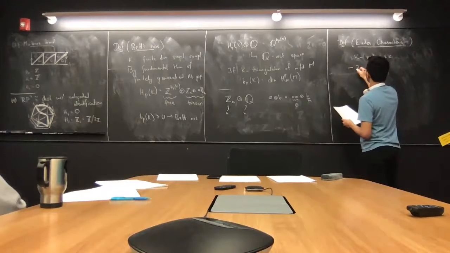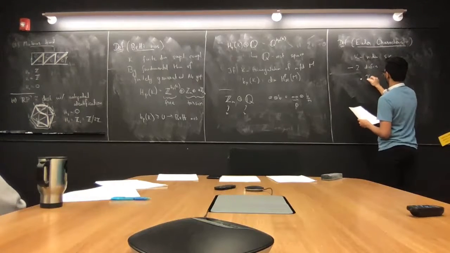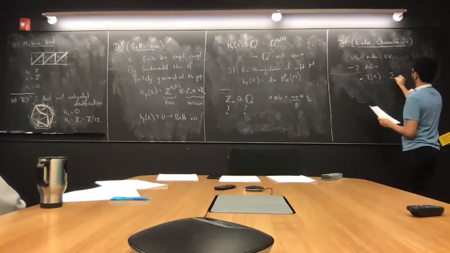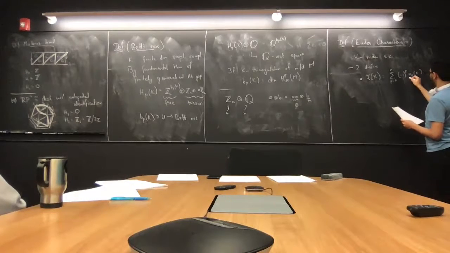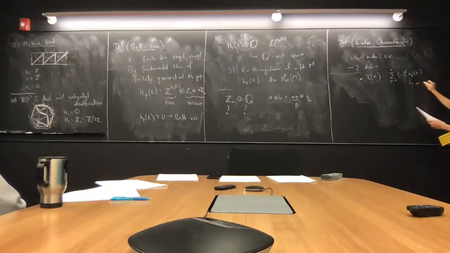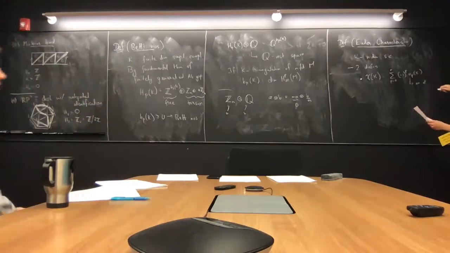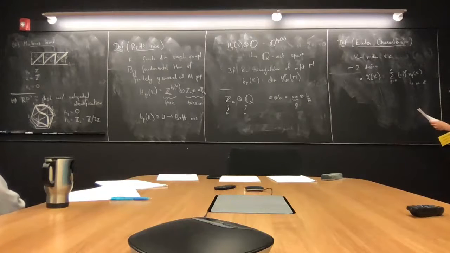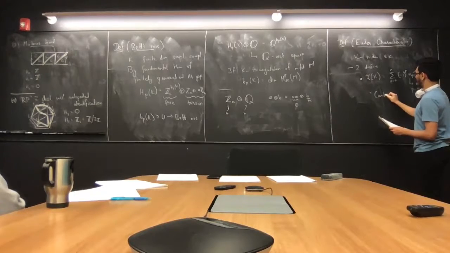So we have two definitions of the Euler characteristic. The first one is chi of K, defined as the sum over p from 0 to n of (-1)^p n_p(K), where this is the number of p-simplices. This is called the combinatorial Euler characteristic.